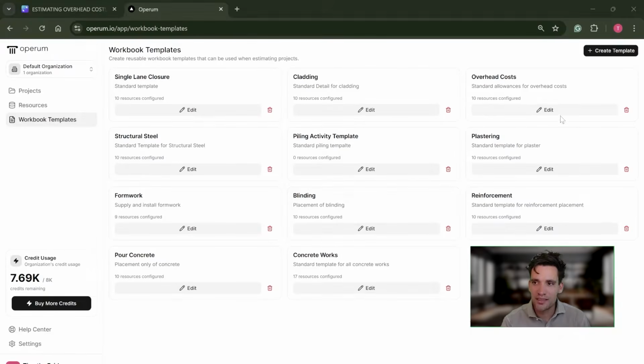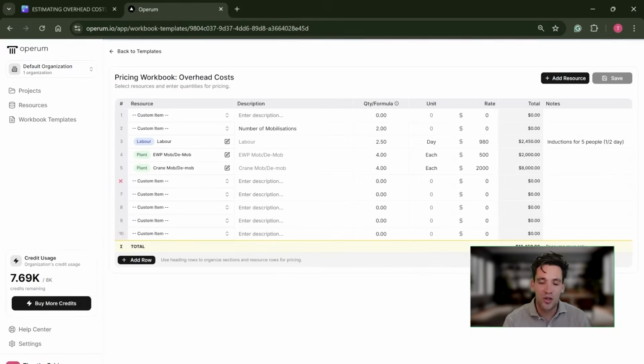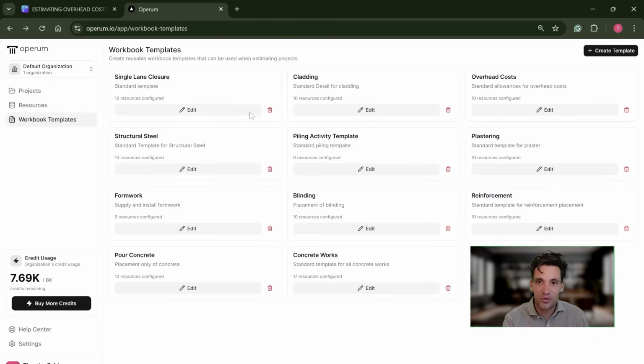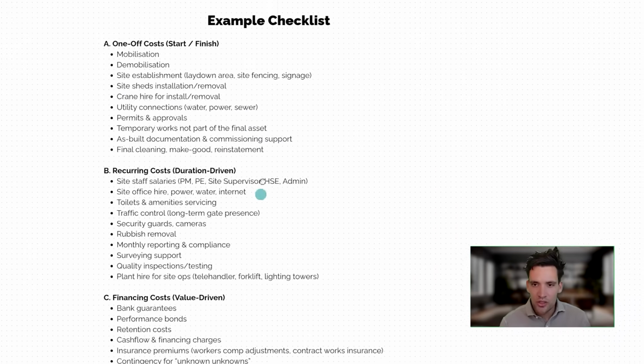Best practice for doing something like this would be to store all your indirect costs in a reusable workbook template. Obviously, this is a very simple one. It's just got some plant mobilization costs and an induction allowance for half a day per person. This is built in Opera, but you can really create any sort of Excel spreadsheet that you reuse. So this is a superset that you can use as a basis.